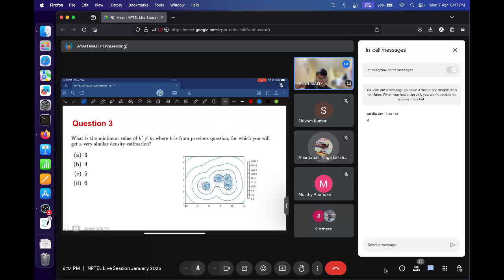Now for the same figure, what is the minimum value of k dash, which is not equal to k? So k, we found to be 4 in the previous question. So what will be the minimum value of k dash not equal to 4, for which you will get a very similar density estimation? From the data distribution that you can see in this figure, what will be the minimum number of clusters in the GMM model that will also give a very similar density estimation?